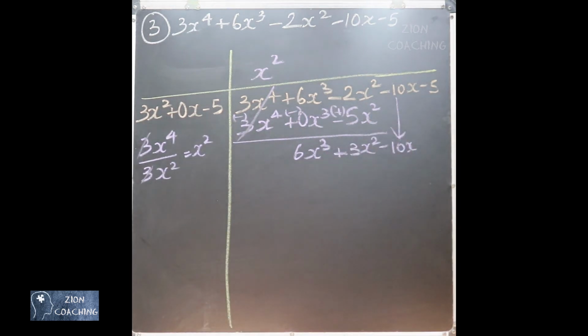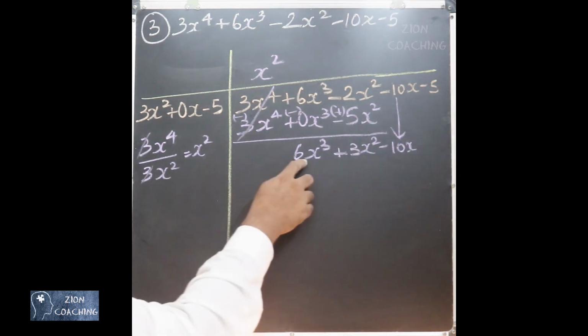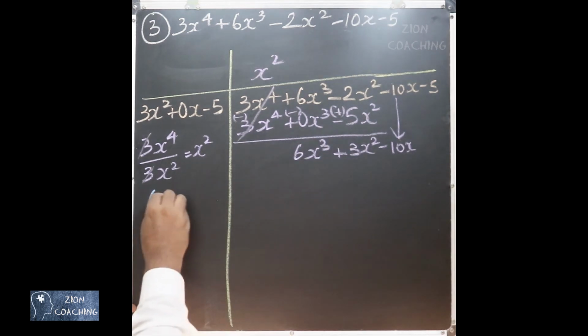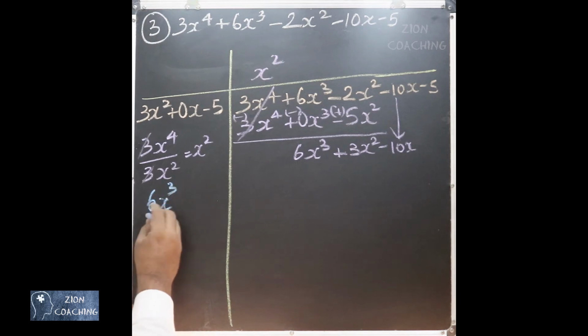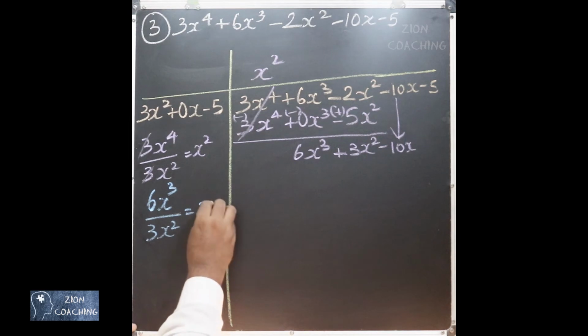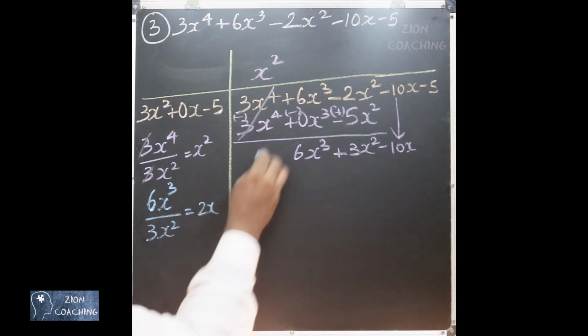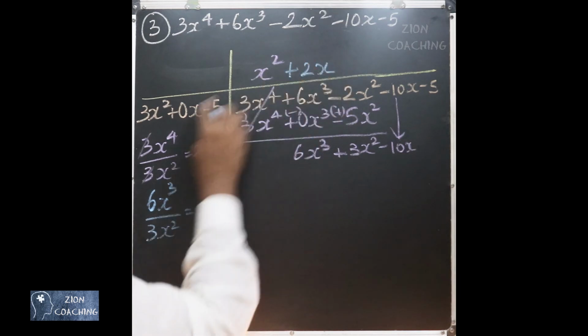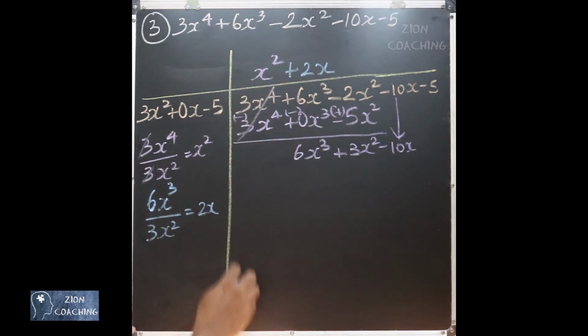Now when you see the first term here, we are having 6x cube. We are going to divide by 3x squared. 6 divided by 3 is 2. x cube divided by x squared is x. So you get 2x. Now we are going to multiply the entire divisor by 2x.